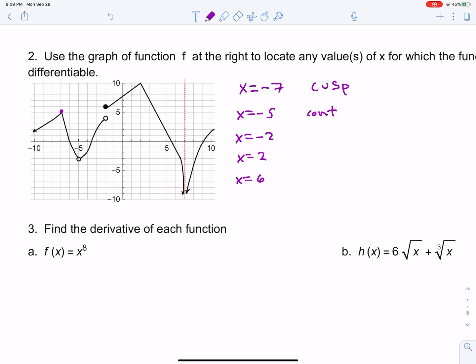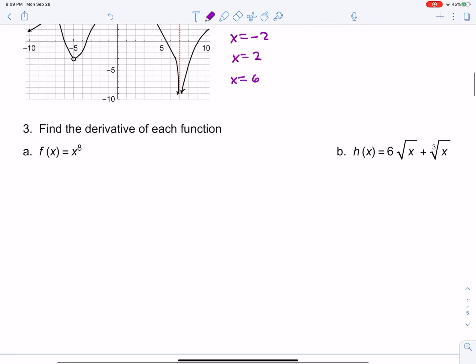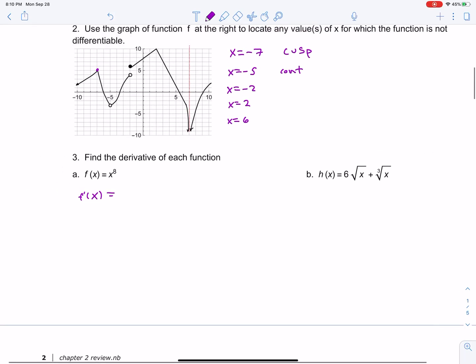Okay, let's move on to some basic differentiation. Let's see how far we go here. So we're going to take the derivative of this first one. Hopefully that's going to be easy enough. This is just following the rules. Going to apply power rule here. Actually, let's zoom out a little bit there. So we get 8x to the 7th. We're good to go. Let's go on to b.